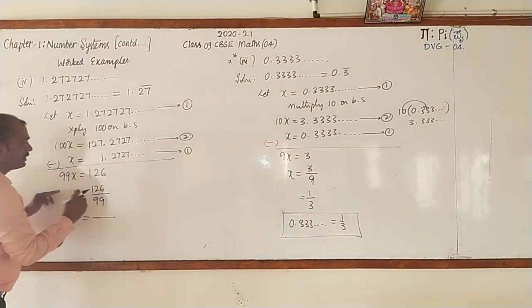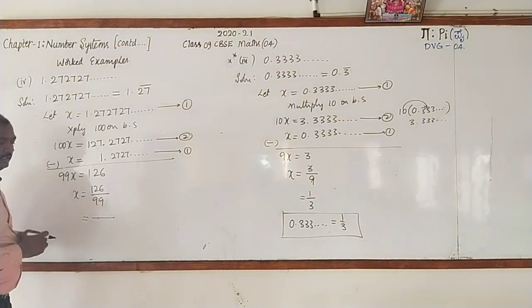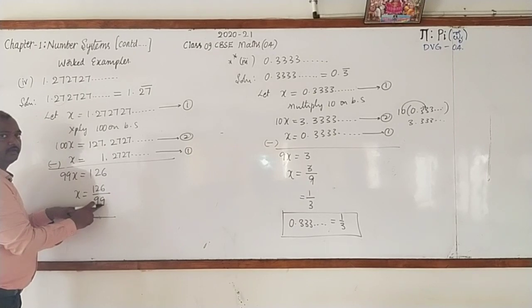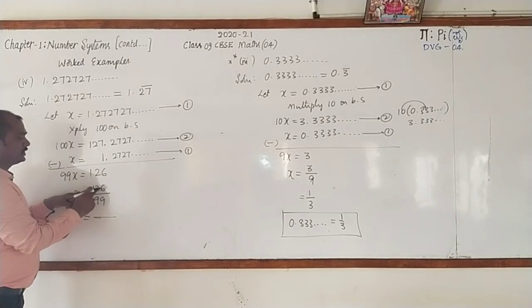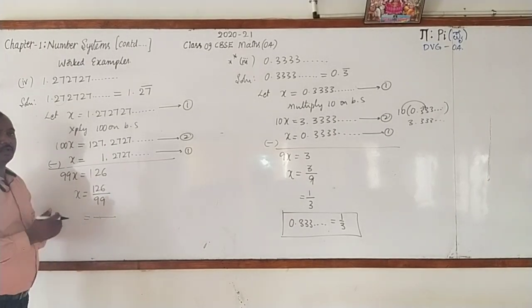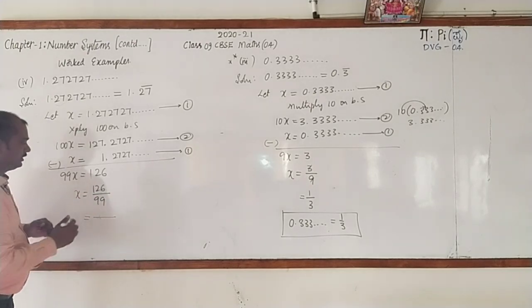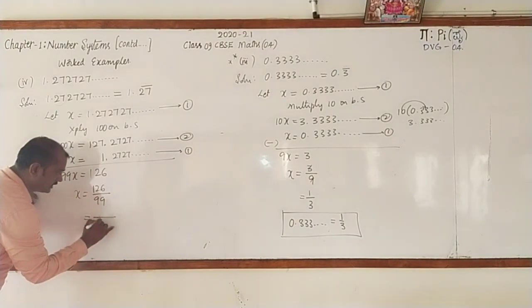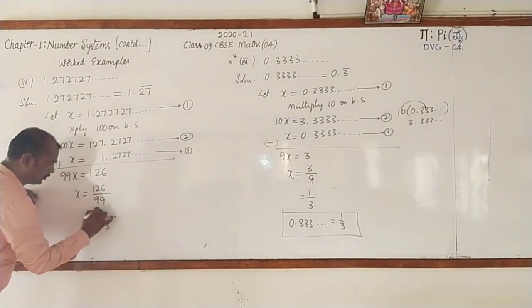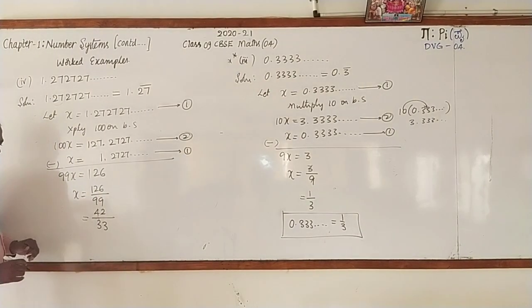Both are divisible by which number? 3. See, 9 and 9, 18 is a multiple of 3. 1, 2, 6: 1 plus 2 is 3, 3 plus 6 is 9, and 9 is again a multiple of 3. Cancel it by 3.